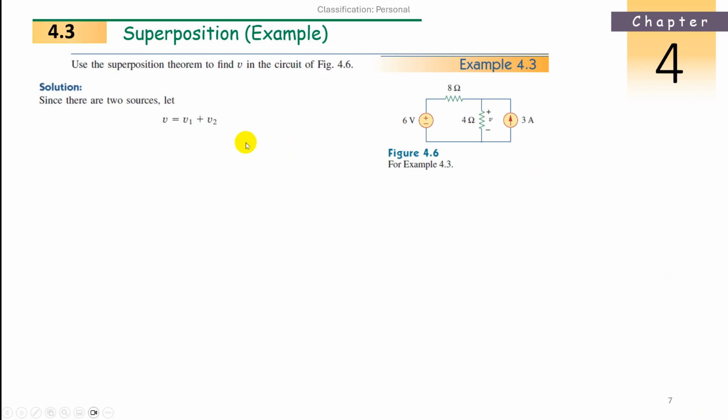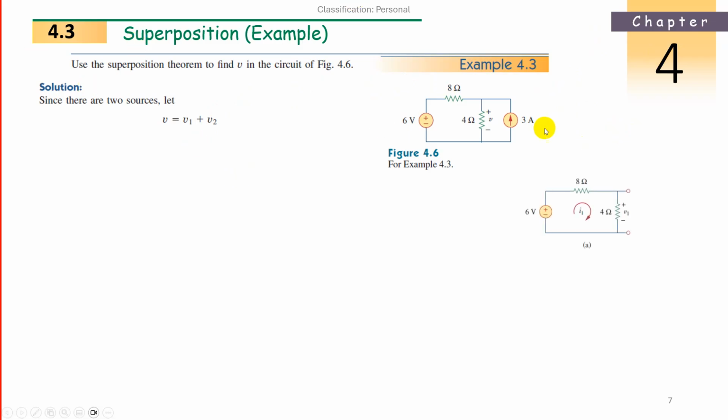We'll check. So first step, what we observe with the superposition, because we have two sources, we will consider V as V1 plus V2. Now, V1 will act when the 6 volt source is there. V2 will act when the 3 ampere current only is there.